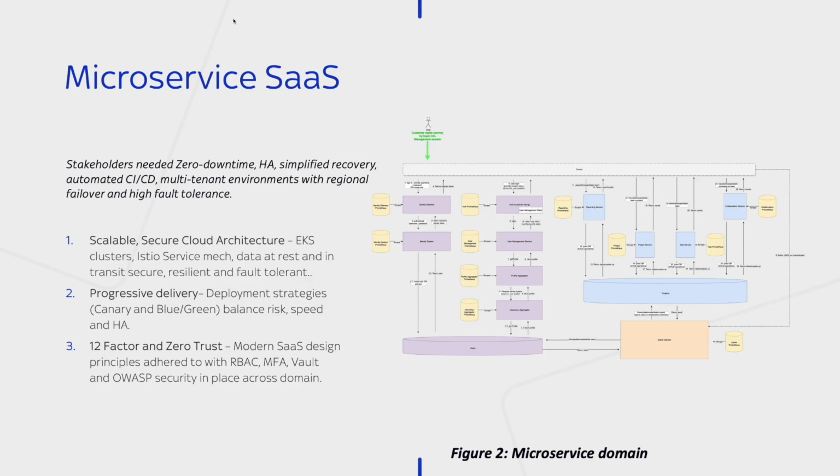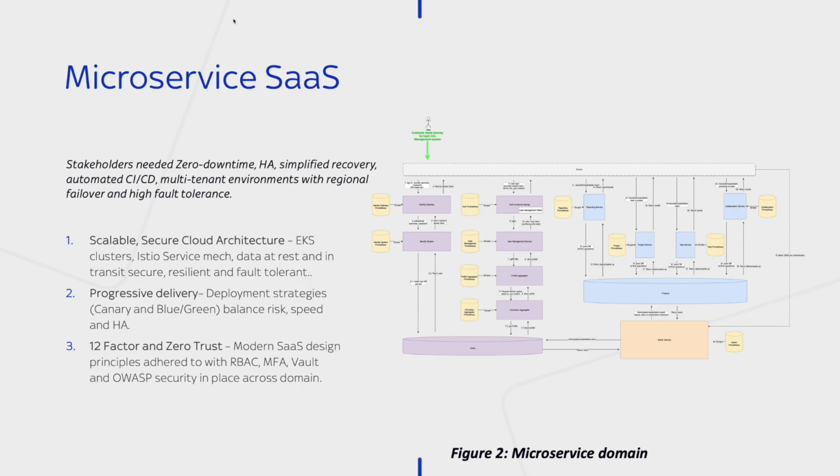Firstly, we implemented a scalable and secure cloud-native architecture using the AWS EKS clusters and Istio service mesh. Data is encrypted at rest and in transit, while multi-region clusters ensure fault tolerance and resiliency. This foundation allows for secure horizontal scaling and regional high availability.